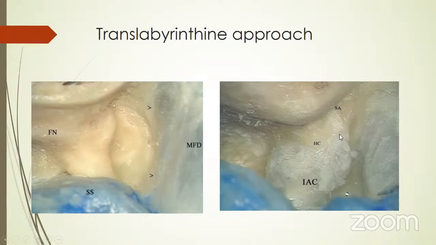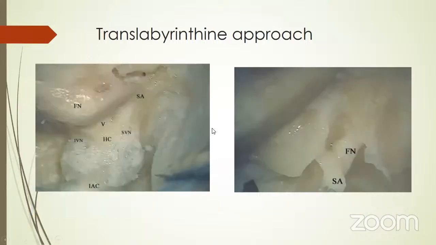Like Dr. Vinod told, this is the superior ampullary nerve, which is the continuation of the superior vestibular nerve. This plays an important role in preventing injury to the facial nerve, which lies beneath. So on progressive skeletonization, here you can see the superior vestibular nerve, the superior ampullary nerve, the vestibule, the inferior vestibular nerve, and the level of the fundus.